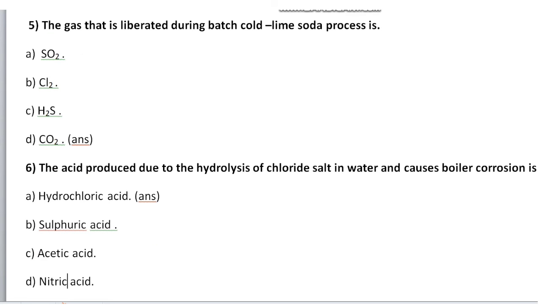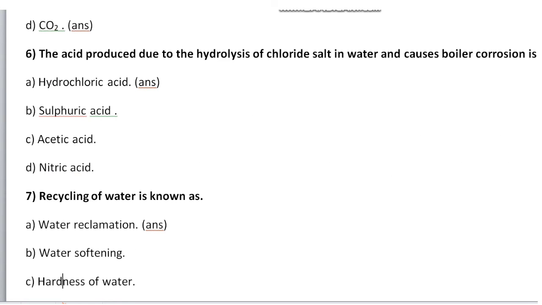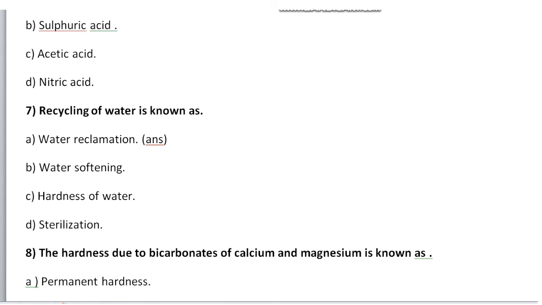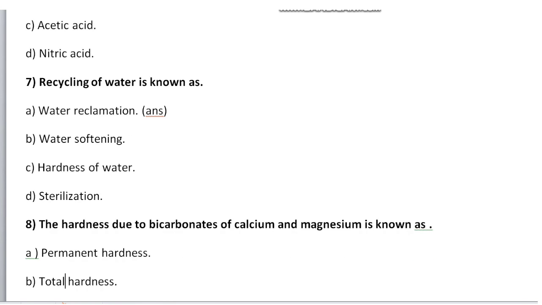The acid produced due to hydrolysis of chloride salt in water and causing boiler corrosion is which acid? It is hydrochloric acid, that is HCl. Recycling of water is known as what? It is known as water reclamation.